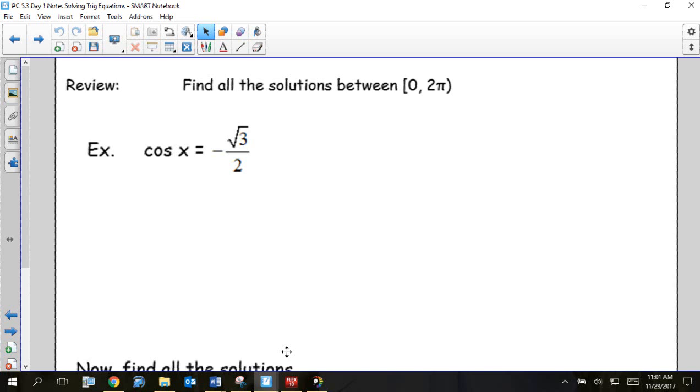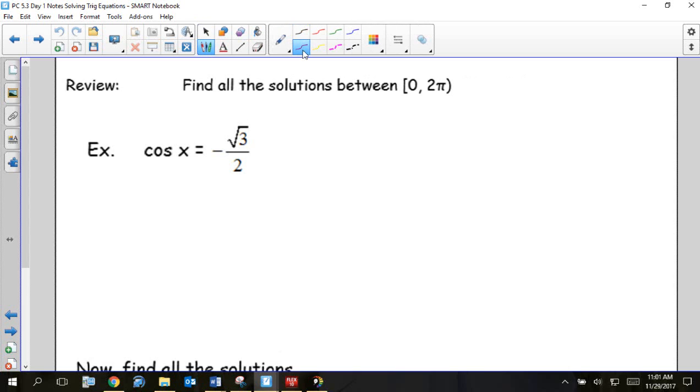Remember when we find all the solutions between 0 and 2 pi? Cosine x equals negative radical 3 over 2. What are we actually solving for? If we're solving for x, what is x in this case? It's an angle. So we're going to find all of the angles between 0 and 2 pi where cosine is negative radical 3 over 2.